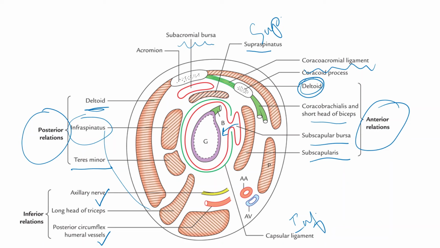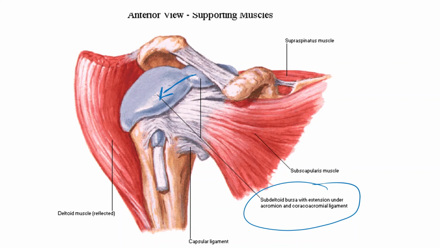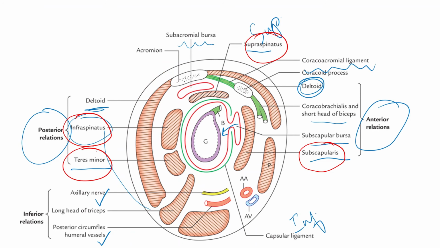The second thing to be noticed here is the muscles, that is the four muscles: the supraspinatus, the subscapularis, the teres minor, and the infraspinatus. These are the four muscles which mainly contribute in strengthening up the fibrous capsule of the joint, and they are called the rotator cuff muscles. The rotator cuff muscles mainly contribute in strengthening up the joint.